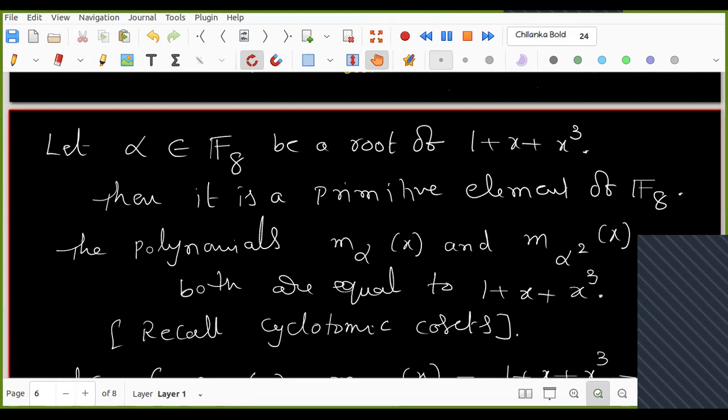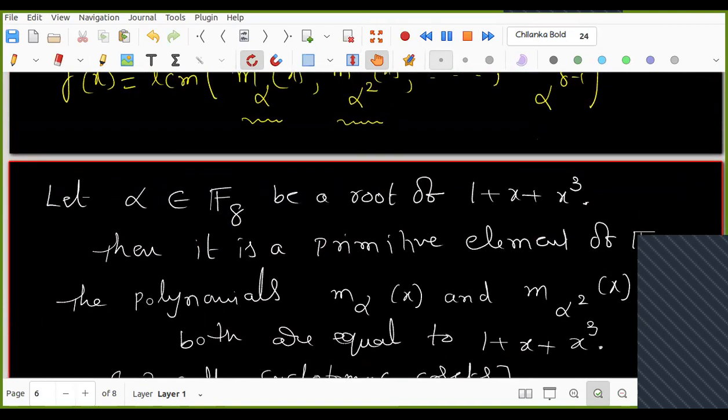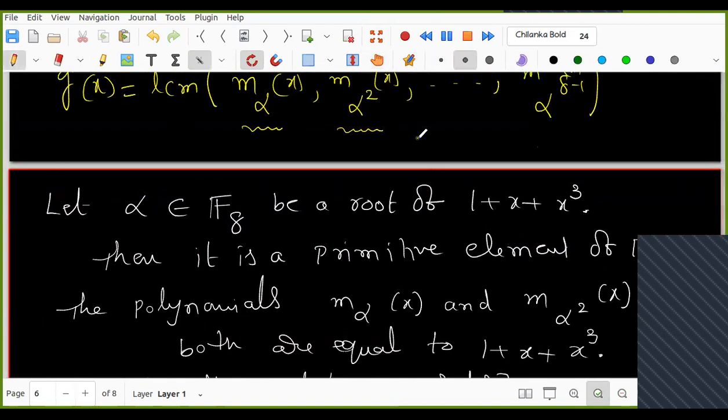Let alpha belonging to F8 be a root of this polynomial. And you know that x power 8 minus x equals what? Do you remember? x times (x minus 1) times ... x minus 1 is the minimal polynomial for which alpha power something?